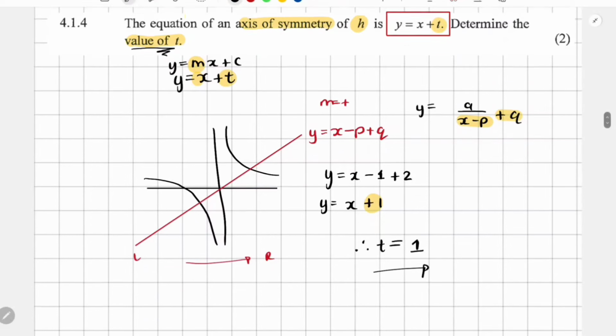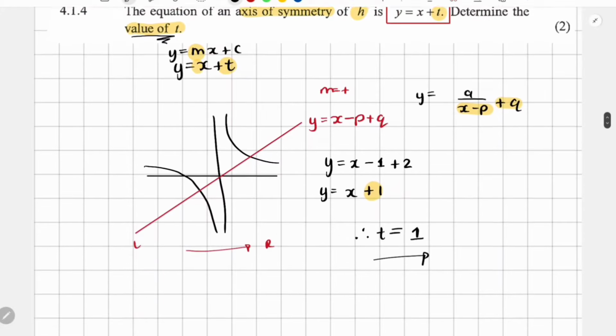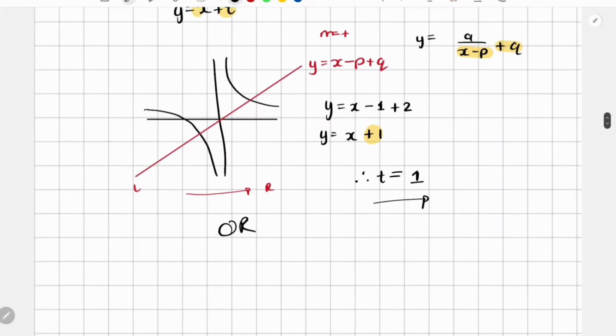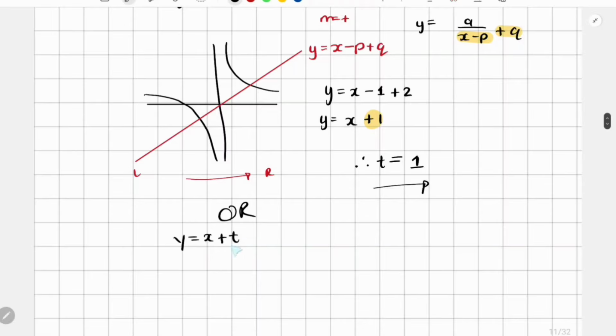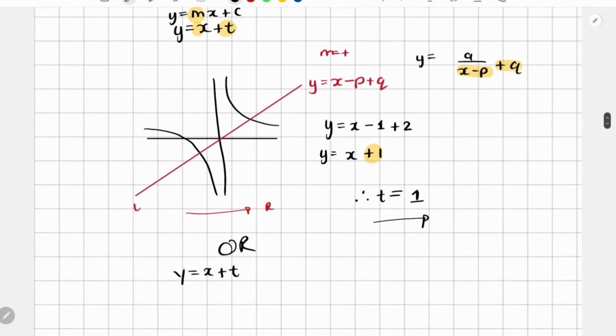Since they gave you the equation of the line, this really helps us a lot. This is just an alternative way of solving this. We could have said y is equal to x plus t, and since this is an equation and only one thing is missing, if we had an x and a y value to substitute into it, we would be able to find the value of t. Now the thing is, we actually do have an x and a y value to substitute.